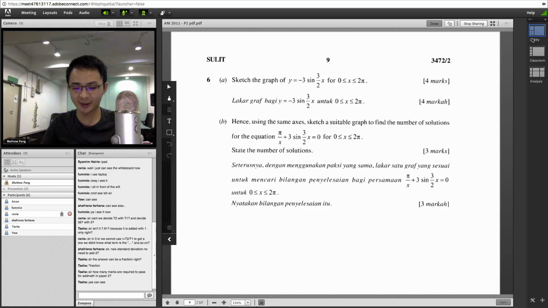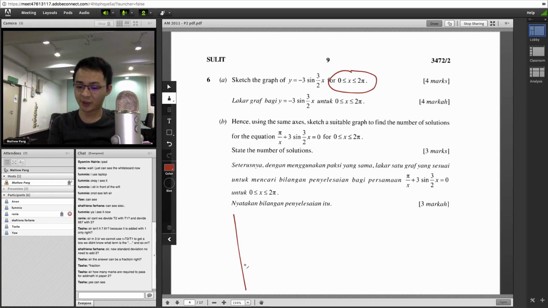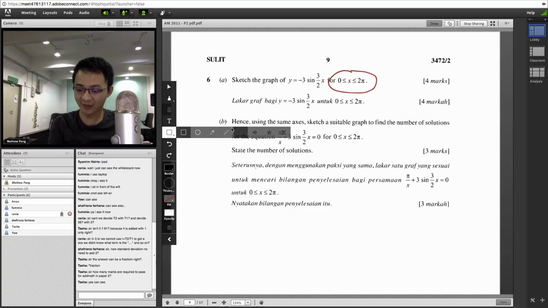Okay, number 6 here. For number 6, the question basically asks you to sketch the graph y equals -3 sine 3 over 2 x, and the range is from 0 to 2 pi. So actually it's quite simple. Let me sketch nicely a bit. Okay, because I have a lag issue over here. Okay, let's see.